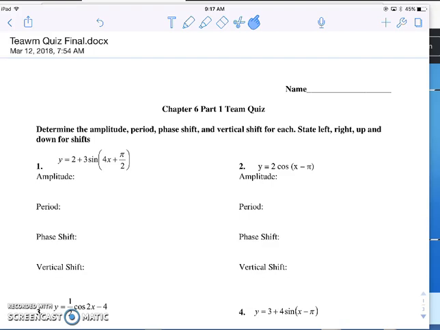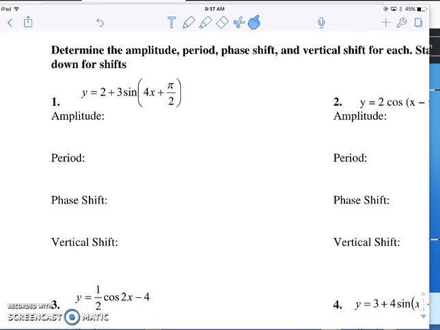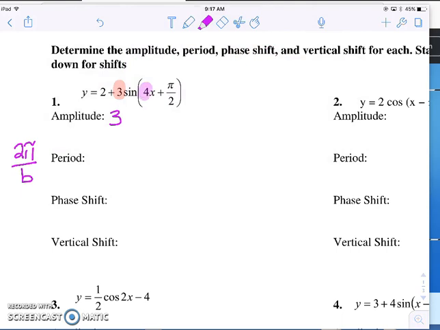So today we're going to take a look at this team quiz here. So the first part, you were asked to identify amplitude, period, and phase shift. So amplitude would be 3. Our period, 2 pi divided by our b value. And our b value would be right here. So we have 2 pi divided by 4, which is pi over 2.